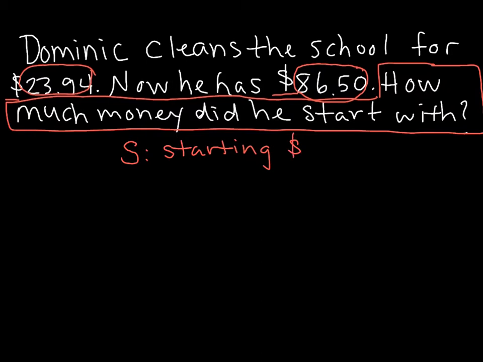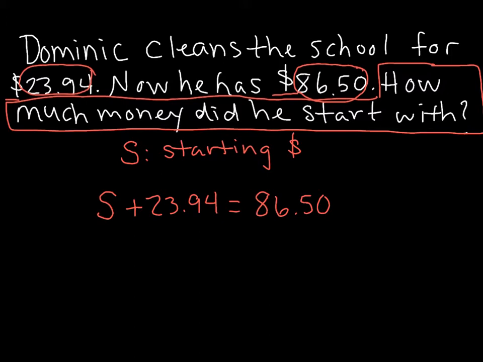Now, let's try to set up the equation. So he starts with some money. We don't know how much, so I'm going to start with that S. Then he cleans the school for $23.94. So that's going to add to his starting money, the $23.94. And then it says now he has $86.50. So $86.50 is his total that he has after cleaning the school. So it's equal to $86.50. There's our equation. If we figure out what S is, we can figure out what his starting money was.